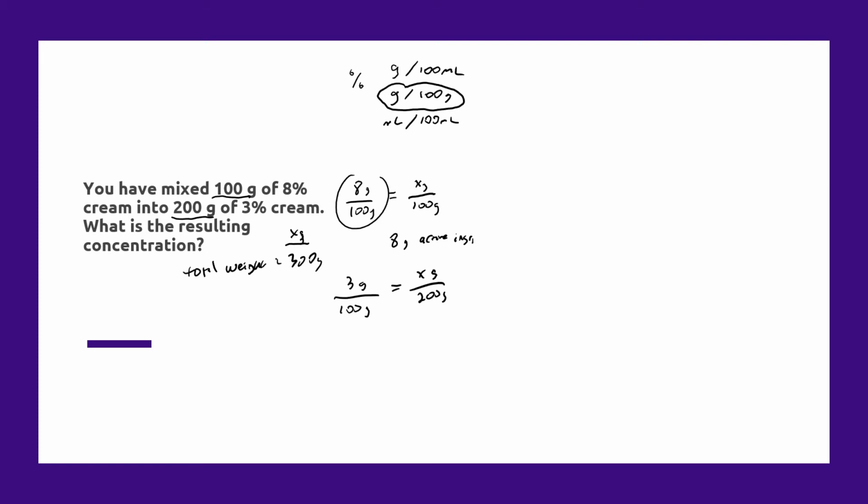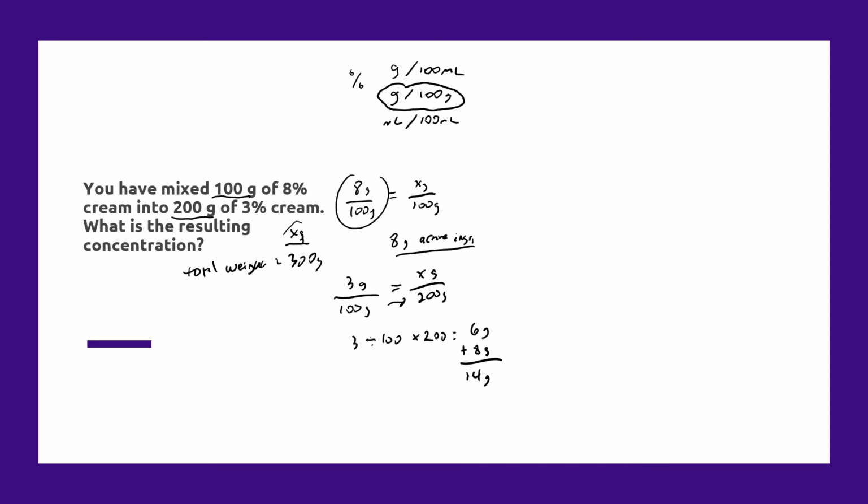If you watched our prior videos, we always solve using proportions by putting our unknown in the numerator position on the right and then putting our known ratio on the left while we keep the units in the same position. So to solve for this, we'll take 3 grams divided by 100 grams and then we cross multiply by 200. And our answer is going to be 6 grams of active ingredient. Now, we know up here we had 8 grams of active ingredient, so 6 grams plus 8 grams is going to equal 14 grams of active ingredient.